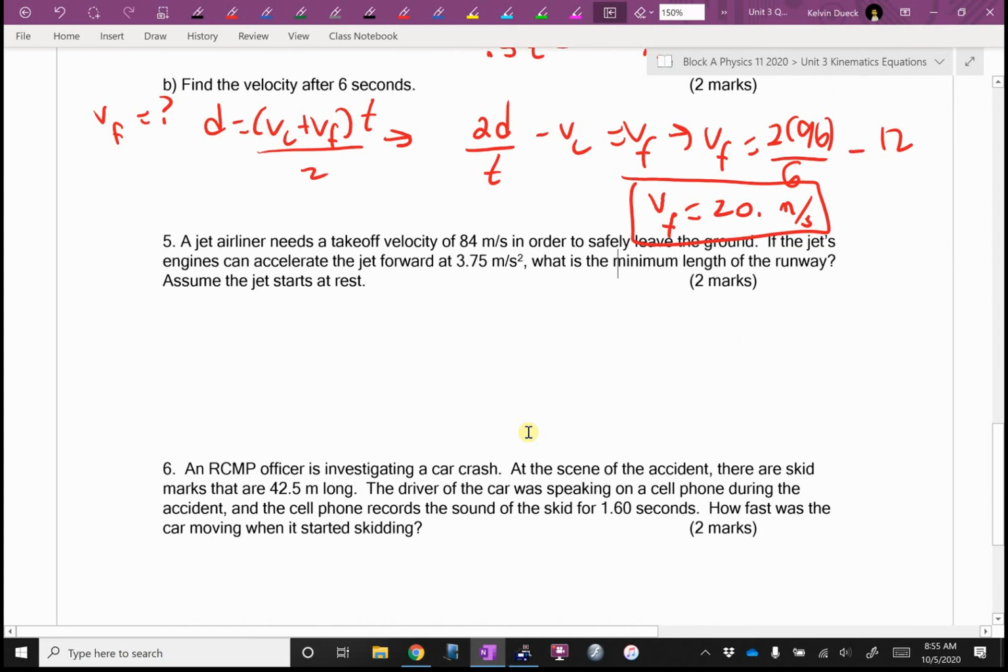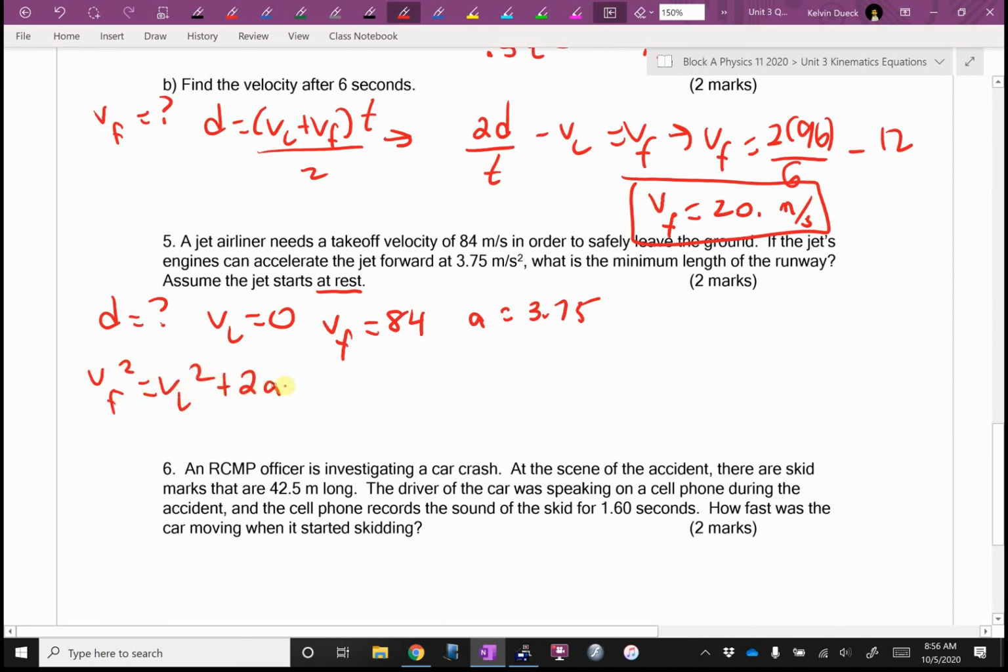Minimum length of the runway, so D equals question mark. For a jet, VI is 0. It does say at rest. VF is 84. A is 3.75. Does the jet speed up or slow down? Speed up, so it's definitely positive acceleration. I think I'm going to use VF squared equals VI squared plus 2AD. Although VI is 0 in this case, so that kind of vanishes. I probably didn't need to write that.